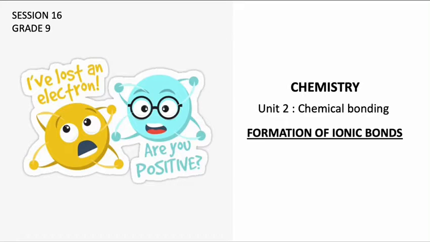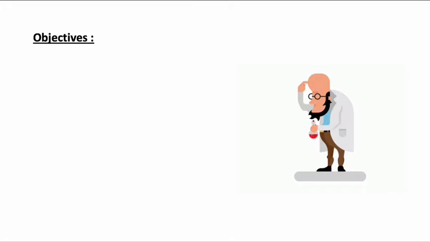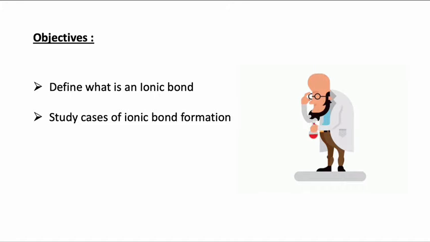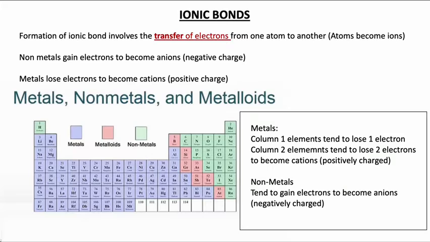Hello guys, this is session 16 of Chemistry, Unit 2 Chemical Bonding, and today we will be discussing the formation of ionic bonds. Objectives. At the end of this session, we'll be able to define what is an ionic bond. We will study cases of ionic bond formation, and we will receive an assignment.